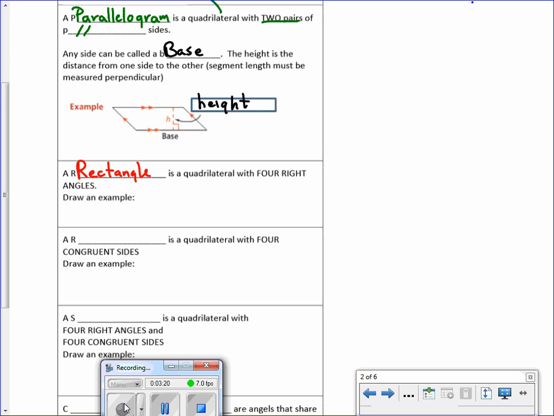Now, a rectangle is a quadrilateral with 4 right angles. Go ahead and put me on pause and see if you know how to draw a rectangle. Now I want to be real clever here. That's not a rectangle. The reason it's not a rectangle is there's nothing indicating right angles, so we need to put that into the drawing.